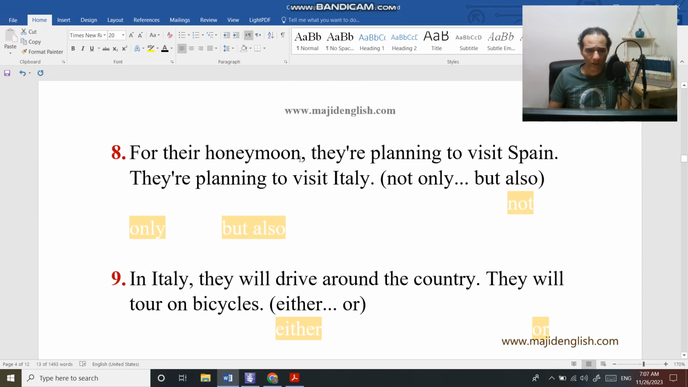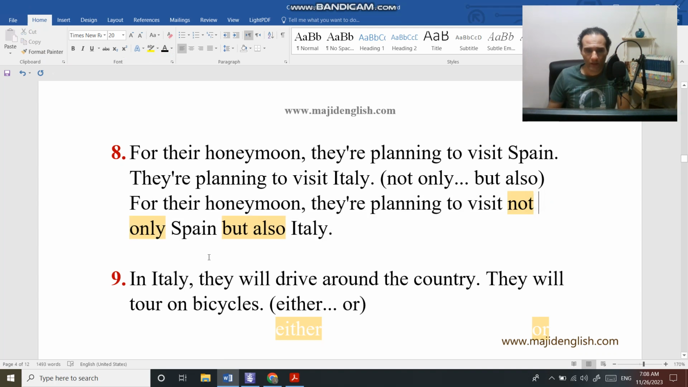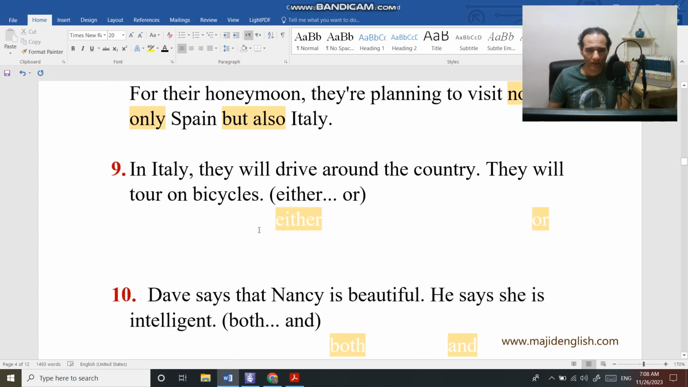For their honeymoon, which is the adverb of the sentence, set apart with a comma, forget about this part. They're planning to visit Spain. They're planning to visit Italy. So it is this one and that one. Good for them. They are planning to visit not only Spain but also Italy, connecting two nouns together.